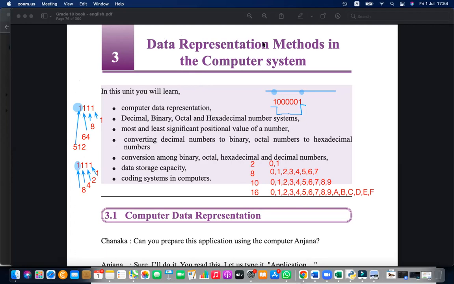Least significant, I'll color it in a different color. Least significant is on the other side, the rightmost side. We learn about that as well, and converting numbers to each and every other system. And then the coding systems like ASCII, EBCDIC, Unicode, we learn about.